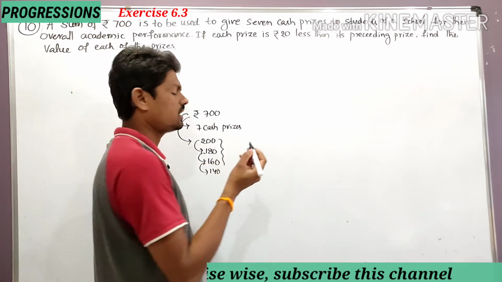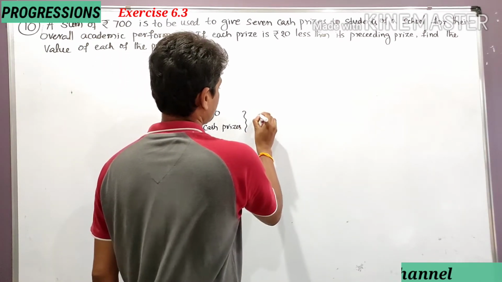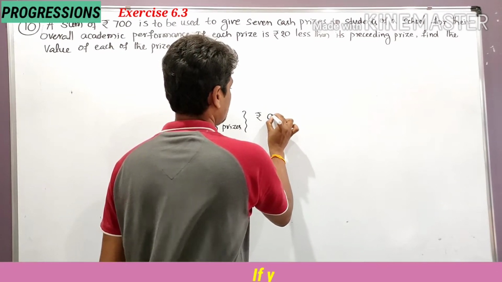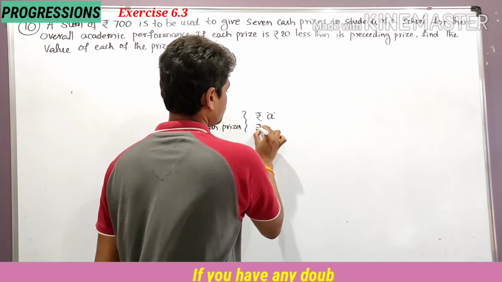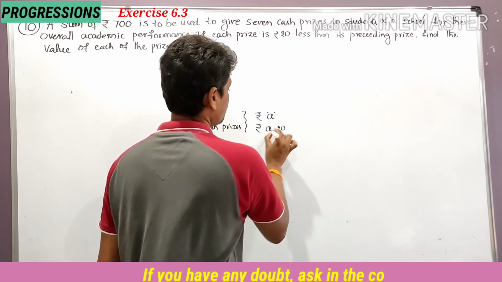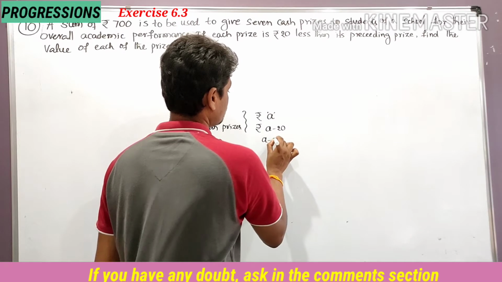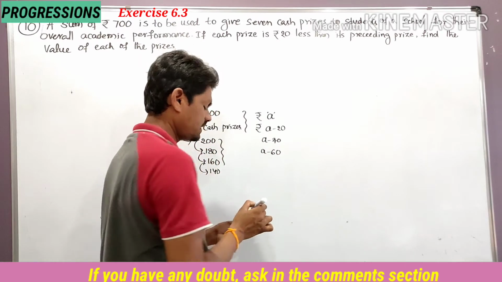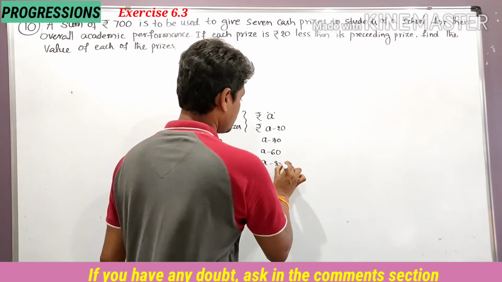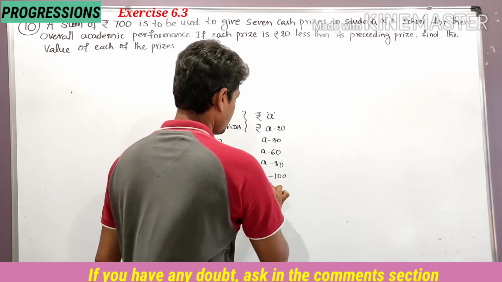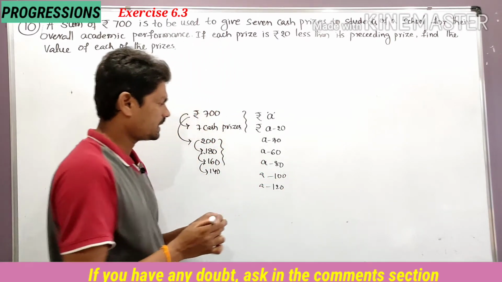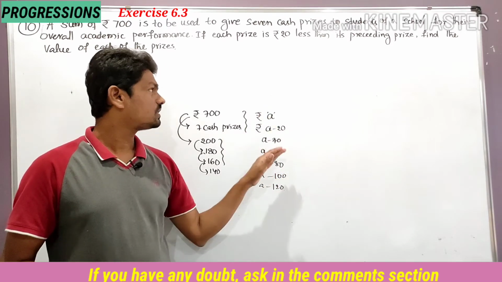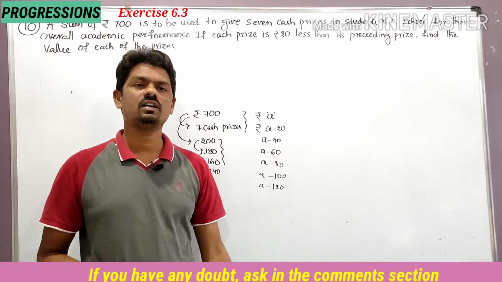So how can we find them? See here, let the first prize be rupees A. Then the second prize becomes 20 less, that is A minus 20. In the same way the third becomes A minus 40, fourth A minus 60, then A minus 80, A minus 100 and A minus 120. So these are the seven prizes, but the sum of all these must be equal to 700. That is the condition.